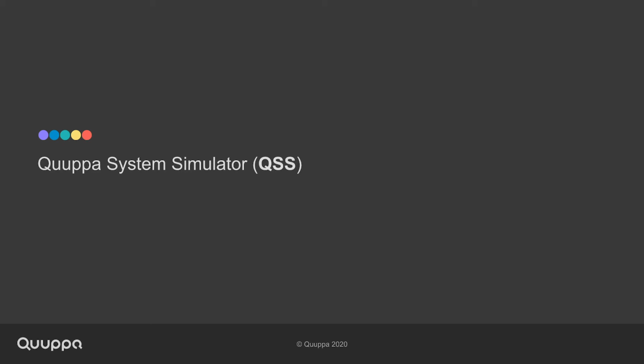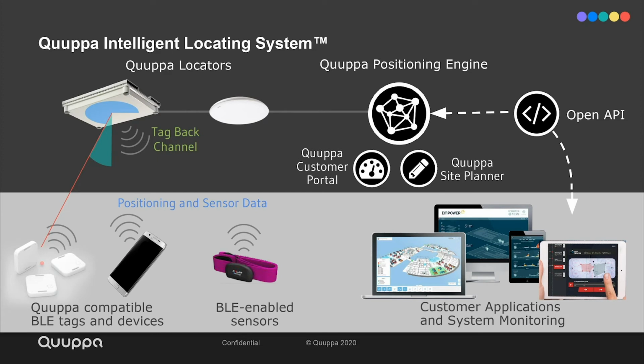Next, we will be talking about Quuppa System Simulator. And so what is it? This is probably a picture you have seen before. This is just an overview of the Quuppa Intelligent Locating System and all the different major components that we have there. So you have your tags that you're tracking, you have your locators that are connected to our positioning engine that is providing the API to do the customer applications and system monitoring and so forth.